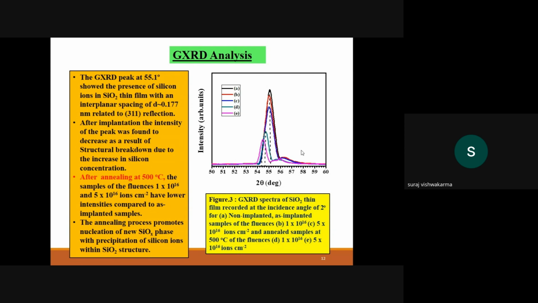So 116 and 516, these are the two samples we have taken. One is the non-implanted sample, which is this one particular peak. So we see that for the non-implanted and as-implanted samples A, B, and C, these are the three samples, after annealing the peak has decreased. It means when we talk about the annealing process, again there is a change in the phase. There you can see there is a shift in the peak position also.